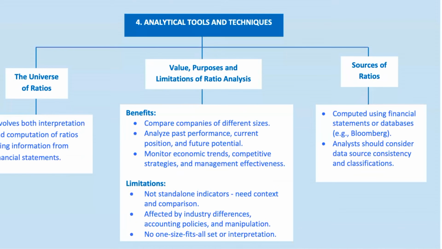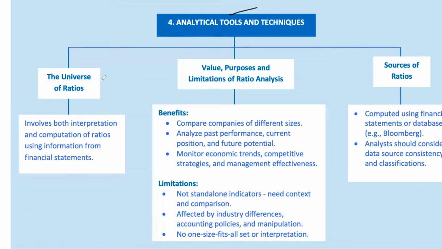When it comes to ratios, there's a whole universe out there. But remember, ratios are just tools. They need to be interpreted in context. Ratios can help us evaluate past performance, current financial health, and even predict future performance. But beware of the limitations too. Ratios don't always tell you why something happened, and they can be distorted by accounting policies or even manipulated data.